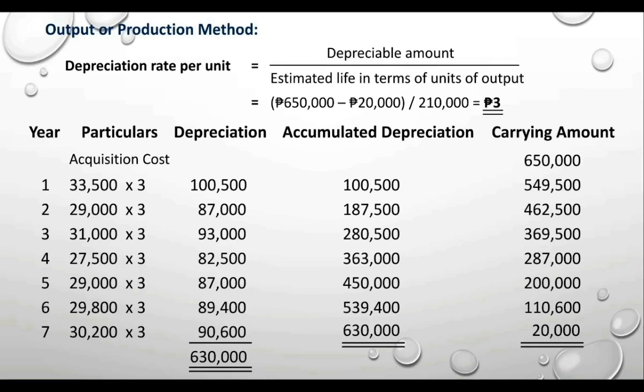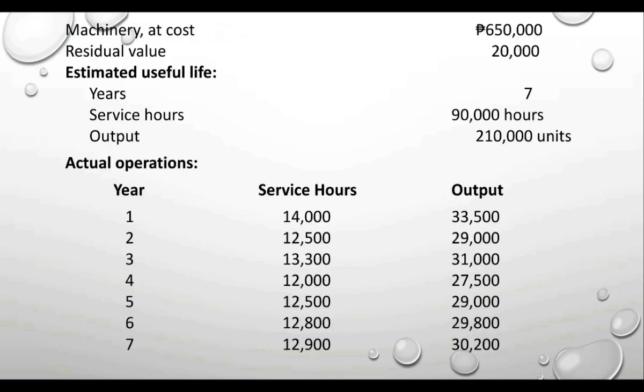Let's move forward to another method of depreciation, yung isa sa mga tinatawag na decreasing charge or accelerated methods. Decreasing charge, ibig sabihin, pababa ng pababa ang depreciation expense as the years pass by. Ang sum of years digits. Gamitin uli natin itong problem na to, where the estimated useful life of the machinery in terms of years is 7.